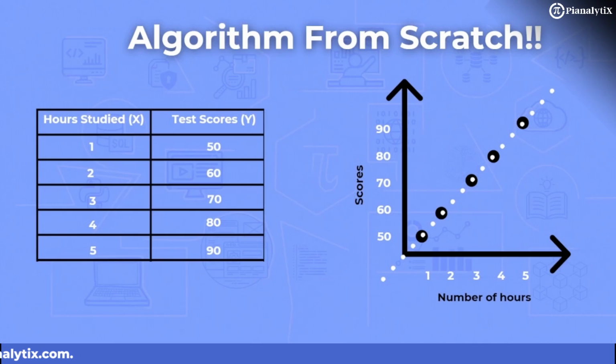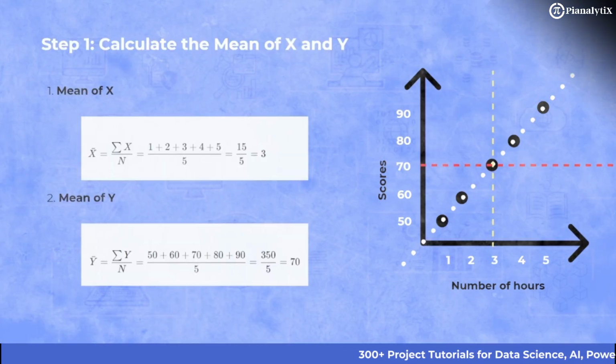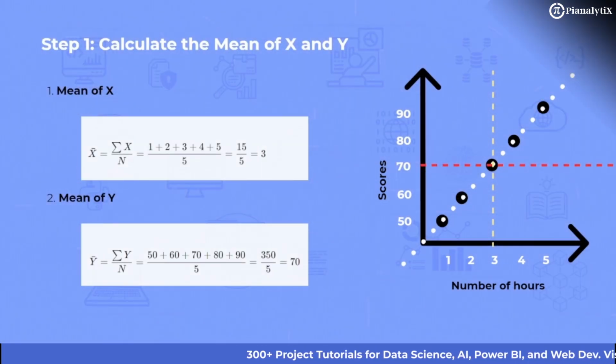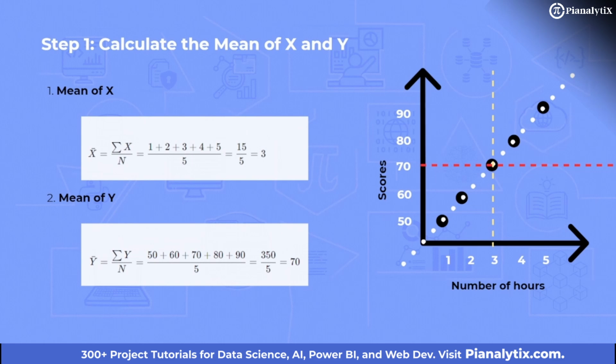Now comes the fun part. How do we find the best fit line? The first step is plotting your data points. Here, we have some data points for x, study hours, and y, test scores. Next, we calculate the mean of x and y. The mean gives us the average value and helps us to find the center point of the data.